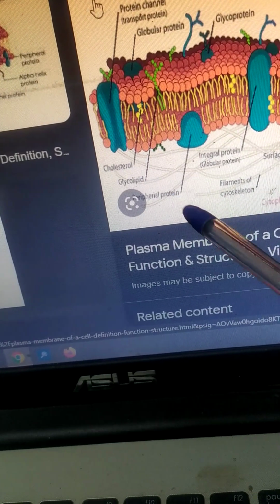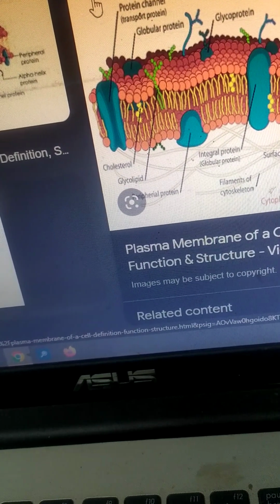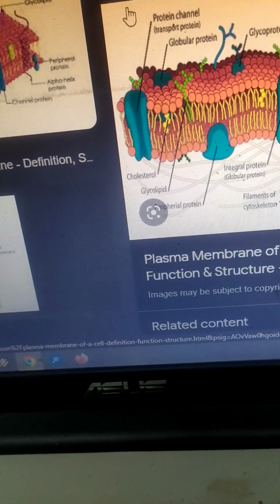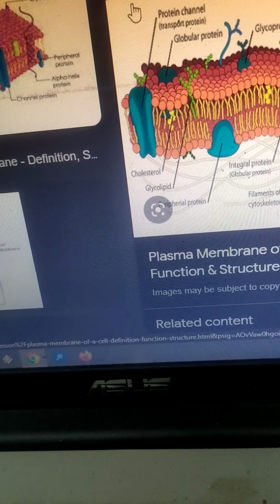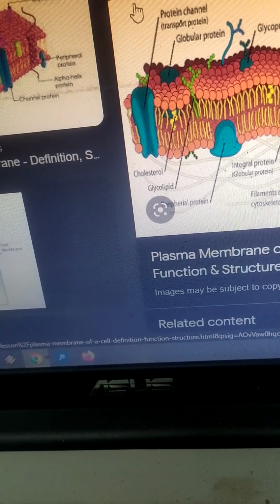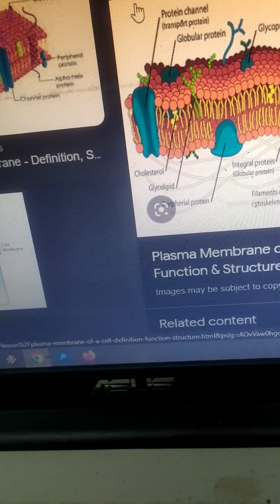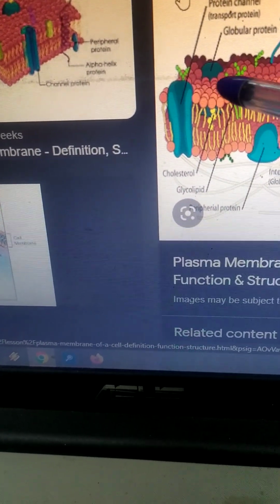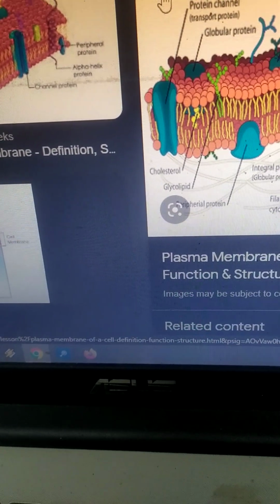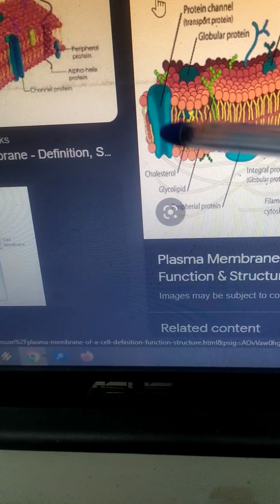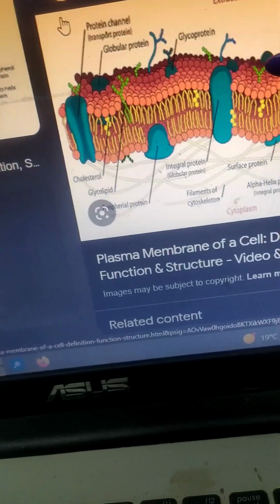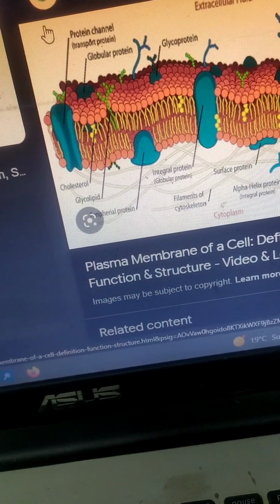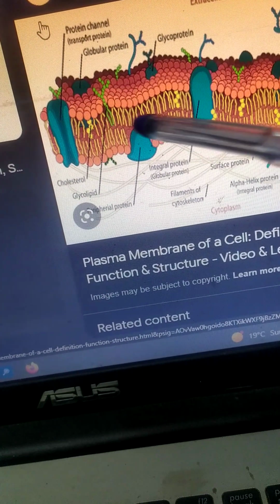So the structure, their symmetry will be asymmetrical, and the proteins in the outer leaflet and inner leaflets are not identical. This is your peripheral proteins. Outer side there is peripheral protein, inner side there is an integral protein. So proteins are also not identical to each other, so its structure is asymmetry.